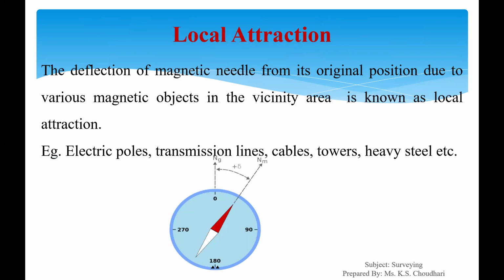First of all, we will study what is local attraction. The deflection of magnetic needle from its original position due to various magnetic objects in the vicinity area is known as local attraction. For example, electric poles, transmission lines, cables, towers, heavy steel building, etc. Observe the diagram. Here you can see the deflection of magnetic needle. The magnetic needle gets deflected due to the magnetic elements.